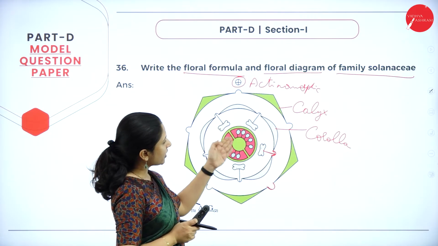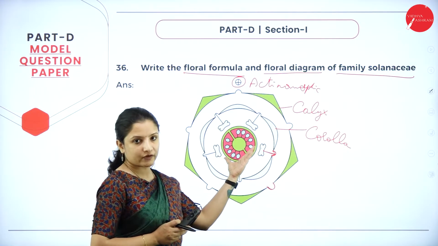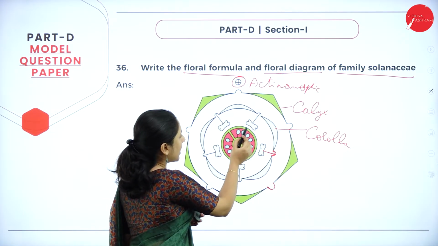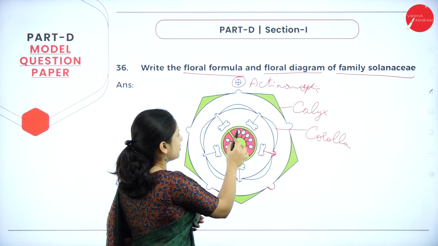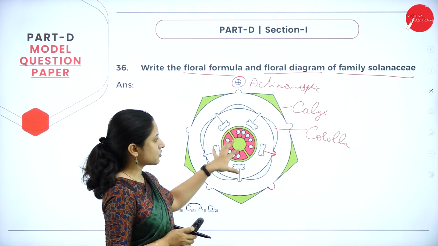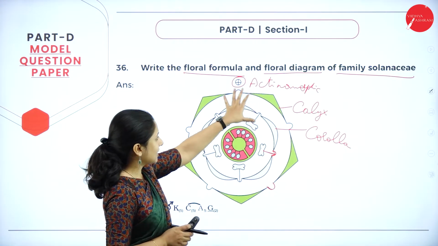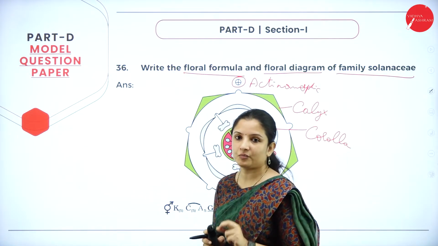Next, moving into the inner part, that is the female reproductive part, wherein you need to draw the ovary. It is bilocular, which means 2 locules are there, and in each locule 1, 2, 3, 4, 5 ovules are there. This is how you need to draw. If you draw this neatly and correctly, it will fetch you good marks. Otherwise, you will lose marks.